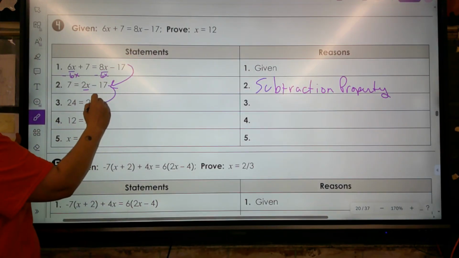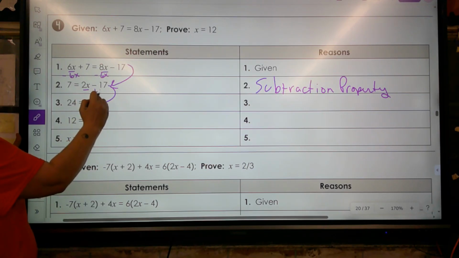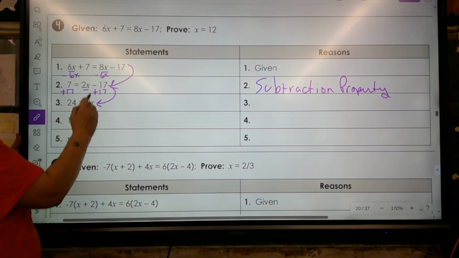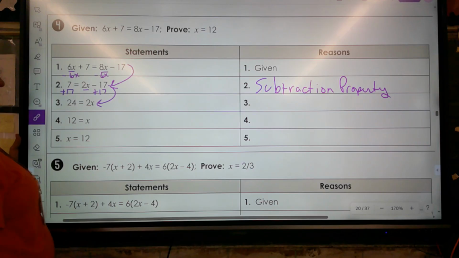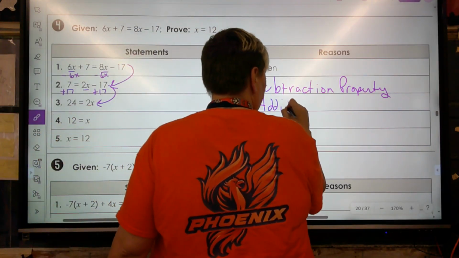And then from here to here, it looks like we added 17 to both sides to cancel the 17. We had to cancel the negative 17. So we added 17 to both sides. That's addition property.